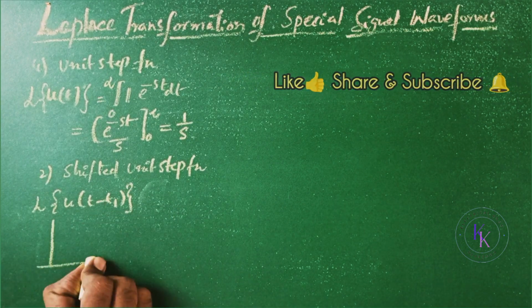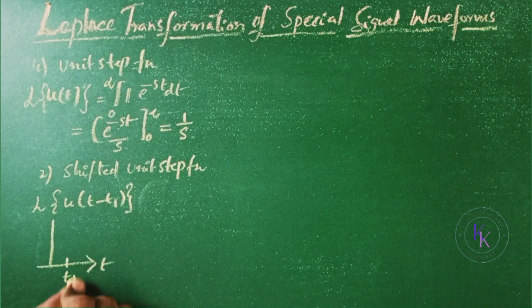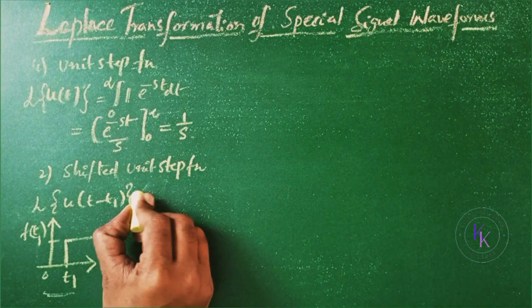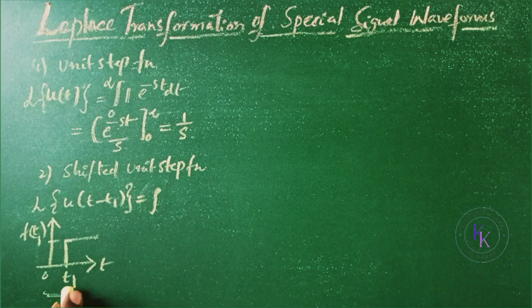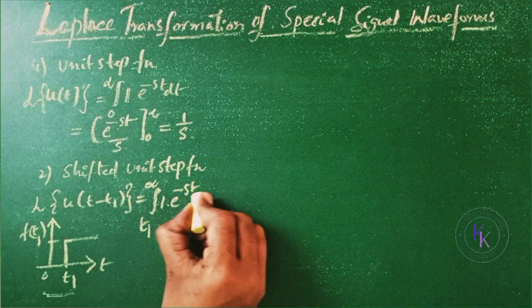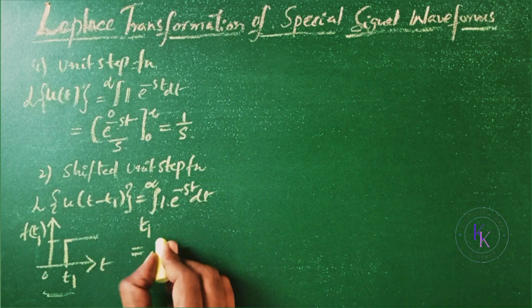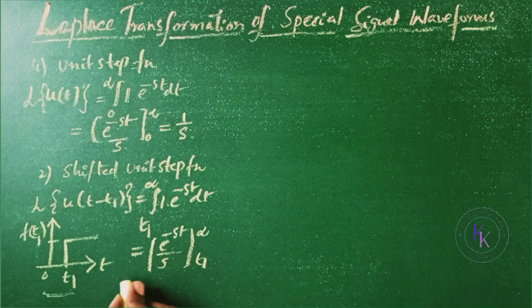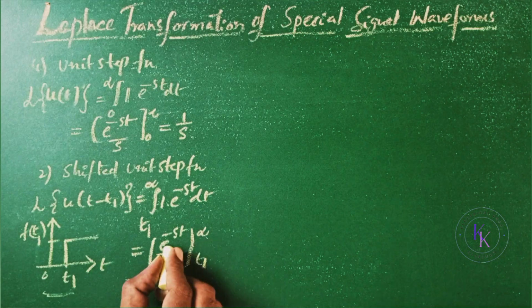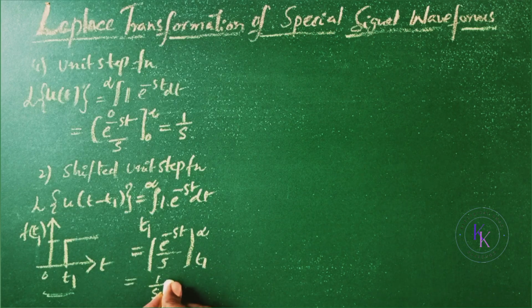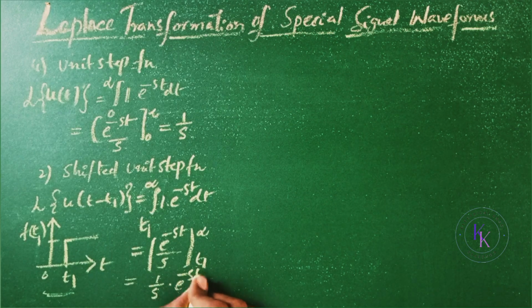Now the second function is the shifted unit step function, Laplace transform of u of t minus t1, and the function we have seen at t1. This is our shifted unit step function. Then for this, the integral from t1 to infinity, unit, e power minus st dt. Now e power minus st by s between the limits t1 and infinity. If you substitute, then for infinity it is 0. For t1 we are going to get 1 by s of e power minus s t1.